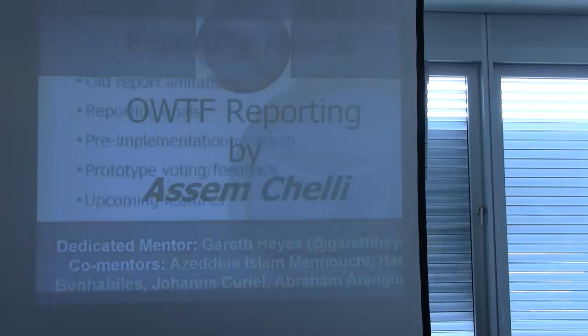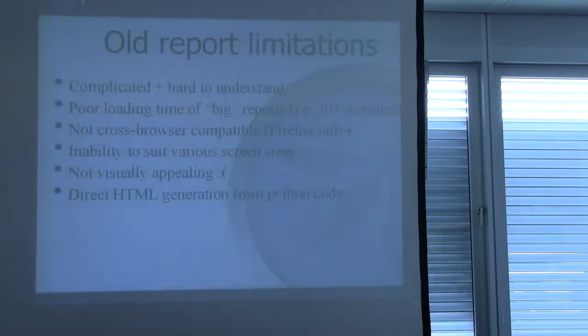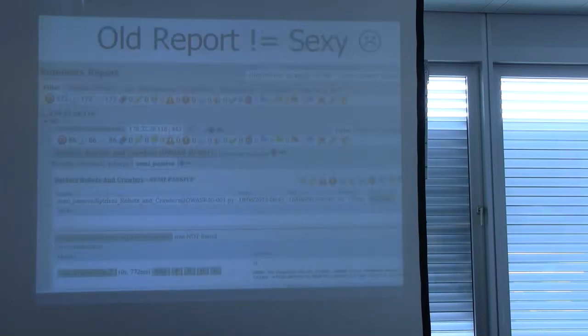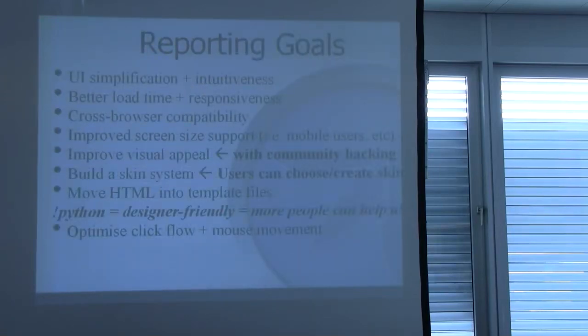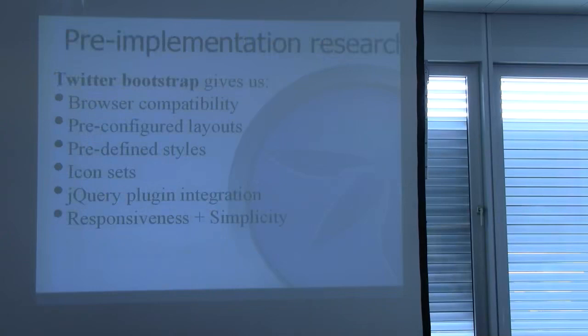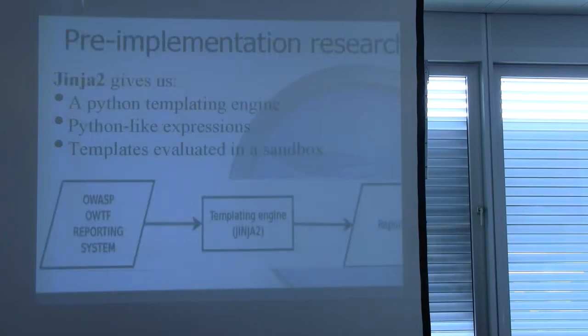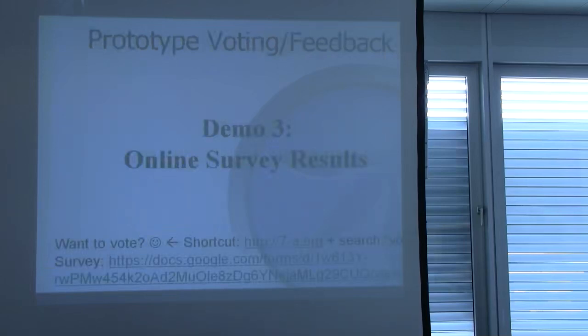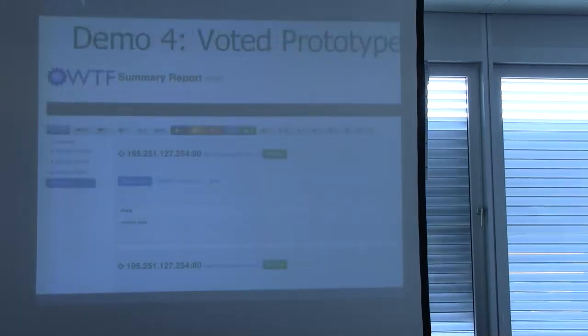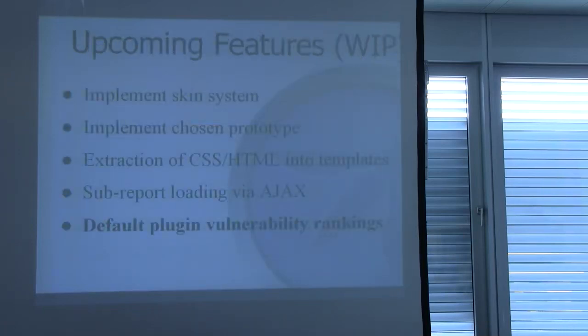So with the reporting project, the main issue was that the old report was a little bit ugly, so it's difficult to understand and all this. So we had a bunch of goals: make it more intuitive, easier to use. And a very important thing here was to move all the HTML into template files so that a designer can help us. And then we chose Twitter Bootstrap. We chose Jinja 2 as a templating engine. And we did a survey to gather community feedback. And this was the chosen prototype, so it looks hopefully a little bit better. This is what people voted as the better looking report.